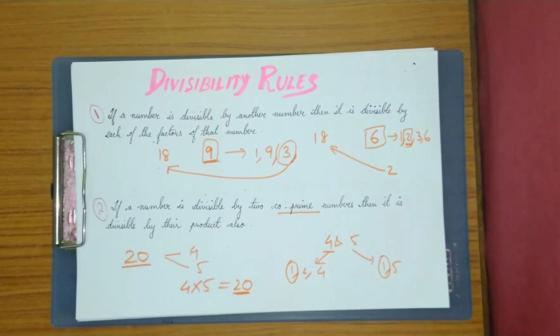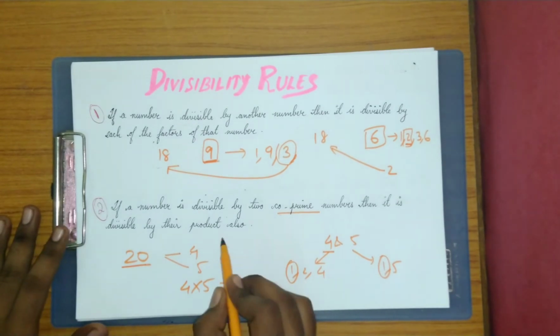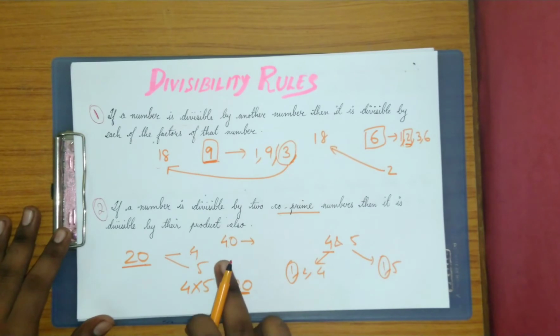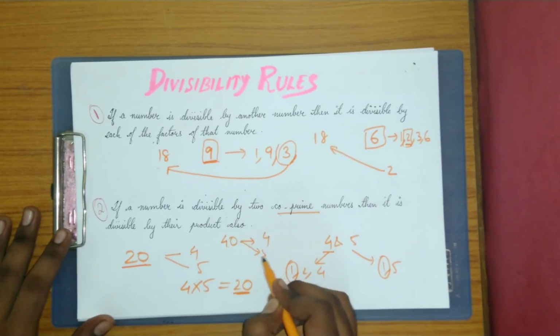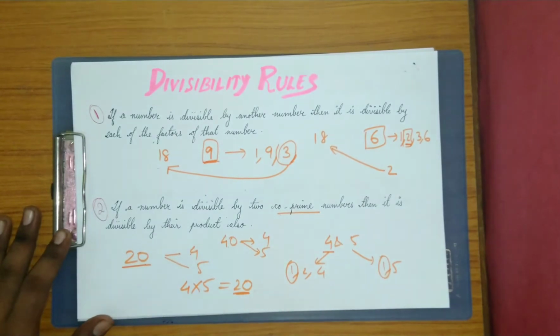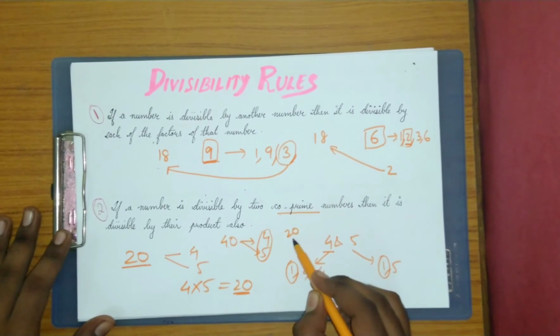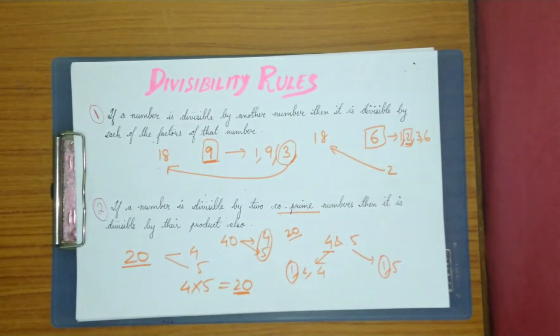If I take one more number, suppose I take 40. See, 40 is divisible by 4 as well as 5, right? 40 is divisible by 4 and 5. If I multiply these two co-prime numbers, you will get 20. Now 40 is divisible by 20 also. It gets divided by 20 also. It's the same case. So this is the second divisibility rule.